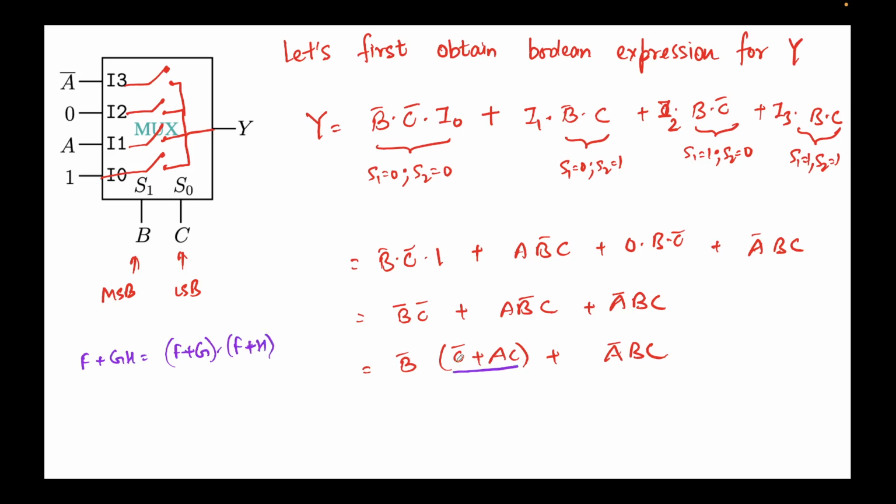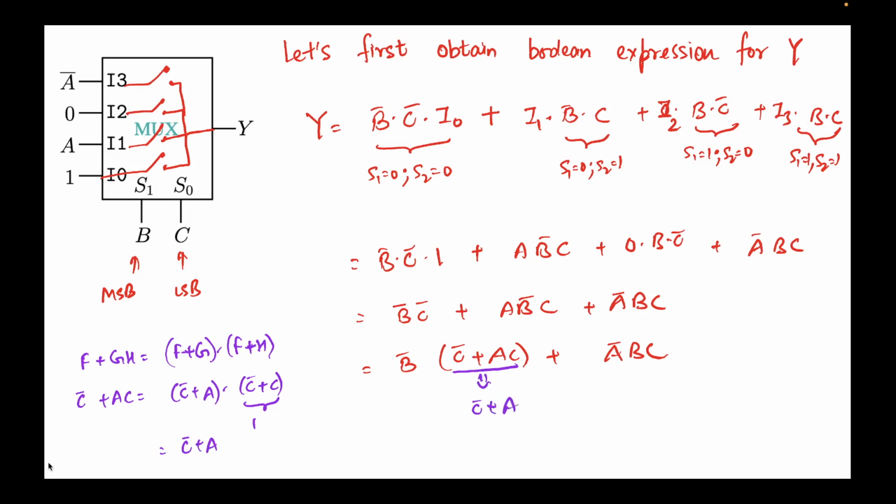Now look at this term C bar plus AC. I'll write C bar plus AC using the same form. So this is F plus G. This will be (C bar plus A) times (C bar plus C). C bar plus C is always 1, because this is low plus high. We saw that C bar plus C is always 1. So this term turns out to be C bar plus A.